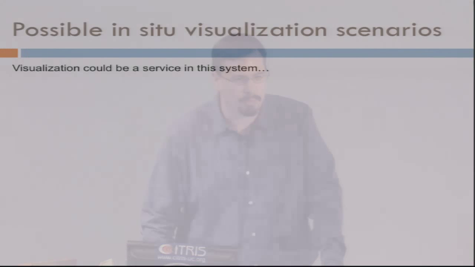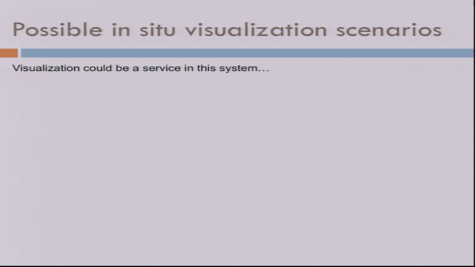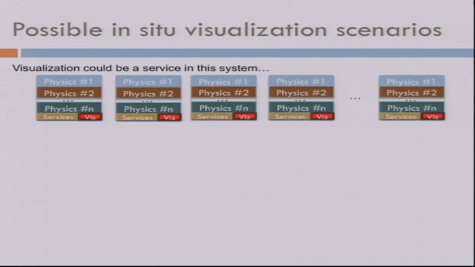We have a lot of initial forays into the in situ space, but there's a lot more work to be done. And so here are some scenarios that we as a community have considered. Visualization could be a service in this system. So the idea would be that each one of these squares is a node.